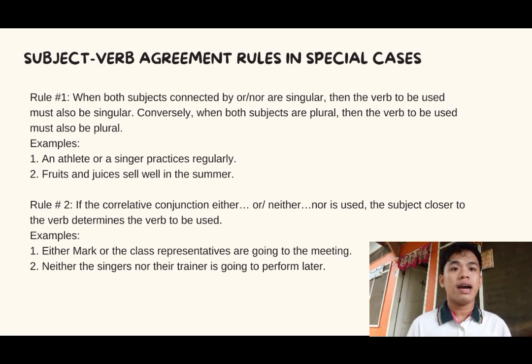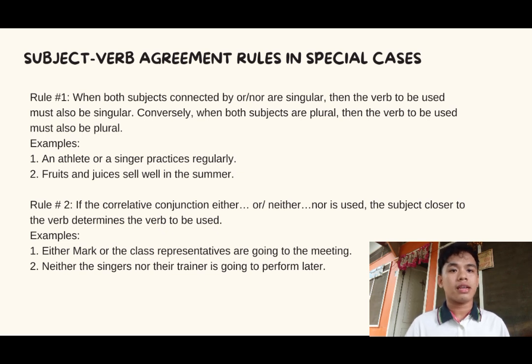For number 1, "An athlete or a singer practices regularly." Since we are only using singular subjects here, an athlete is singular and a singer is singular, and they are connected by or, we will use the singular form of the verb, which is practices.